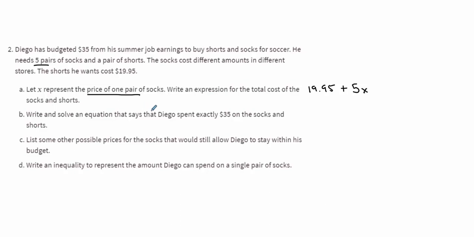Write and solve an equation that says Diego spent exactly $35 on the socks and shorts. So this is what he's spending on the socks and shorts, and we want that to be exactly equal to $35. So $19.95 plus 5x is exactly equal to $35. And we're going to solve this. So how much does 1 pair of socks cost? We're going to solve this by subtracting $19.95 from both sides.